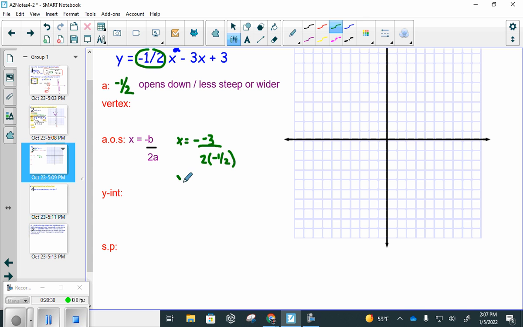All right, so continuing down, I have -3, so there's a +3 on top. And on the bottom, I get 2 times -1/2, which is -1. And so that's showing me that my axis of symmetry is 3 divided by -1, or just -3. So that is what I should get for my AOS.